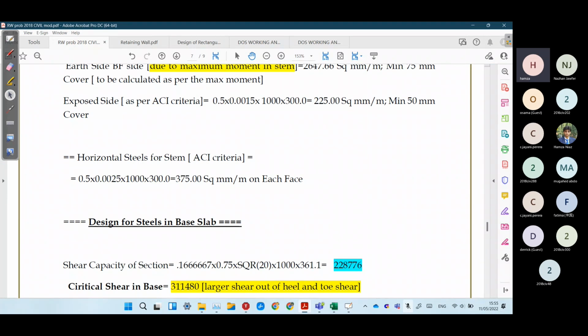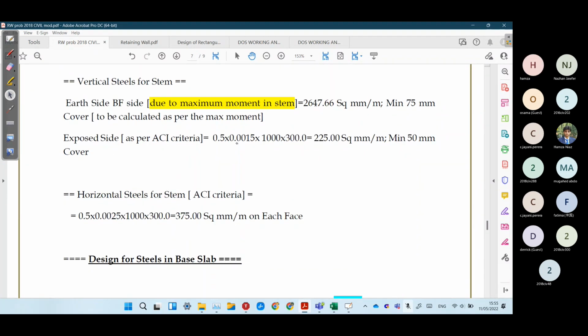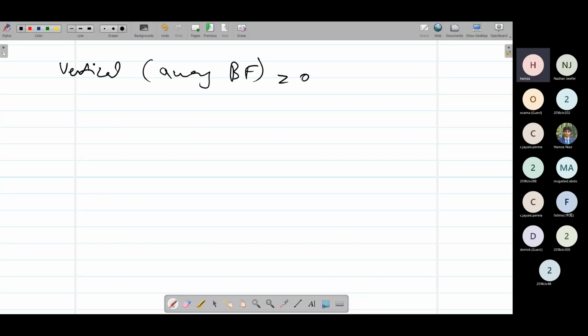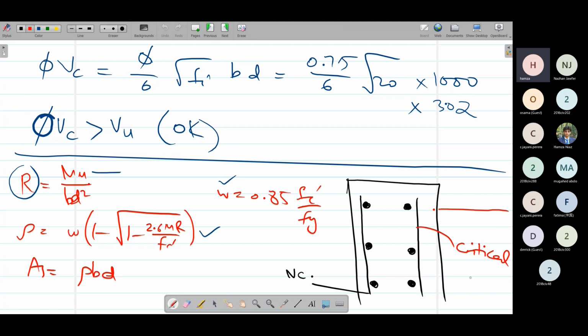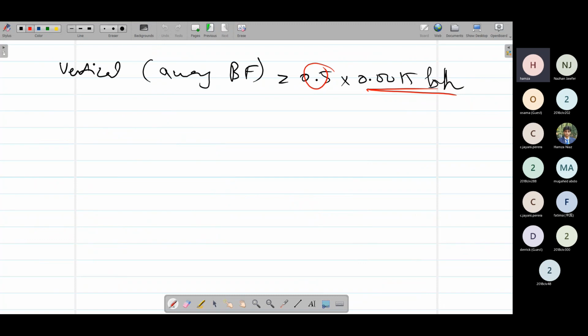The ACI criteria for that is 0.5 times the rho value, which is 0.0015, so 0.0015 times BH. This is our minimum steel. Why are we taking this half? Because half we have already designed. This critical one we have designed already. Now we are only going to design this half portion, so we are multiplying this by half.